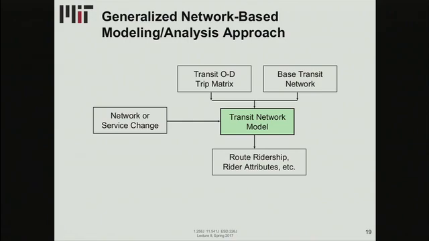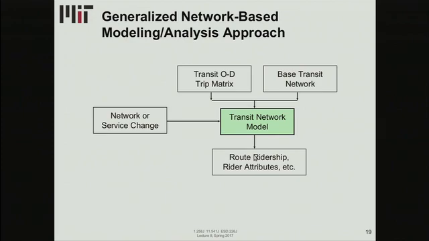Okay, a different approach, moving down the list of sophistication of modeling approaches, is the network-based modeling analysis approach. So here we have a transit origin-destination matrix as an input. We measure how people are using the system right now. We have a layer, like a GTFS layer, with the base transit network, and we put that into a model. And then we tell that model, we're going to make a change. We're going to add a bus line, or we're going to increase frequency, or we're going to increase fares, whatever it is. And that model will look at the current transit demand and predict changes.